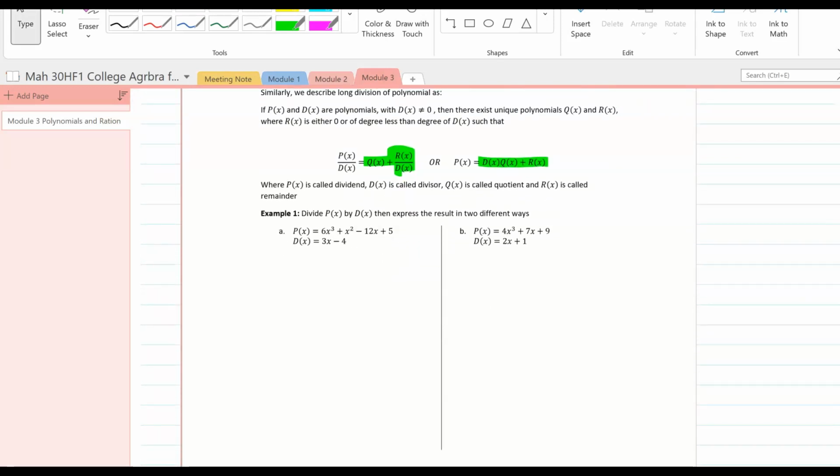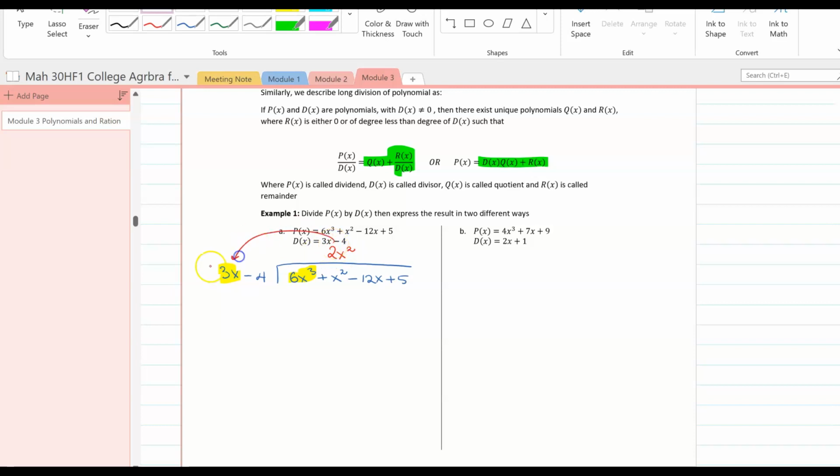Divide p of x by d of x, then express the result in two different ways. Starting with part A, we will set up the long division. So 6x to the third plus x squared minus 12x plus 5, and 3x minus 4. The first thing we look at is 6x to the third. How many times does 3x go into 6x to the third? 3x goes into 6x to the third 2x squared times.